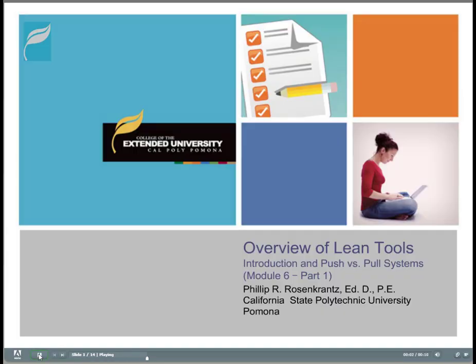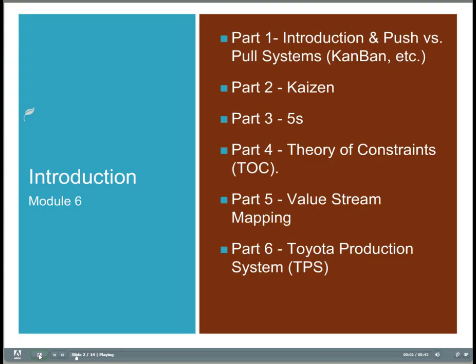Module 6 is an overview of Lean tools. Part 1, we're going to have an introduction and then a discussion of push versus pull systems. Here's an overview of what we're going to cover in Module 6. Part 1 is our introduction and a discussion of push versus pull systems.